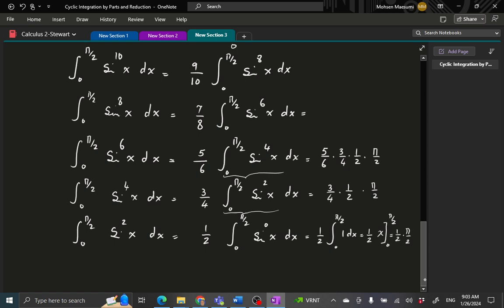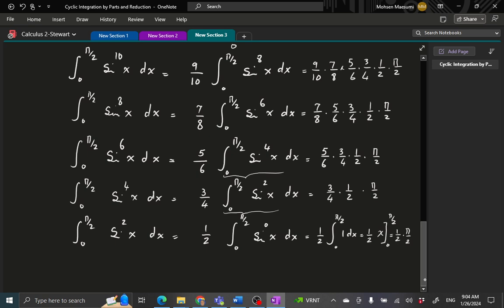By the time you come here, 7/8 of sine to power 6 we just did. So 5/6 of 3/4 of 1/2 of pi over 2. And here's our holy grail. We wanted to calculate this one. 9/10 of 7/8 of 5/6 of 3/4 of 1/2 of pi over 2.